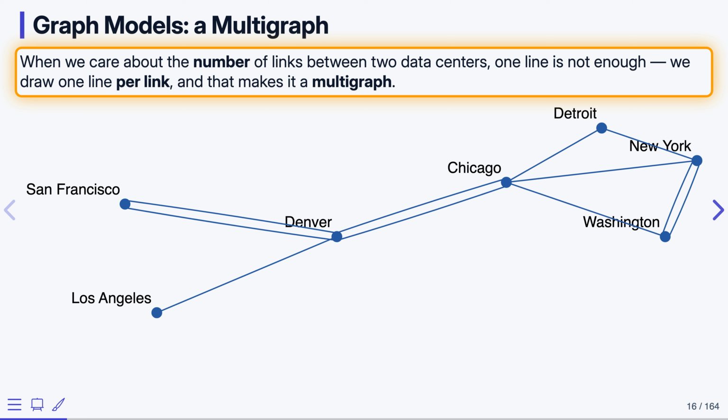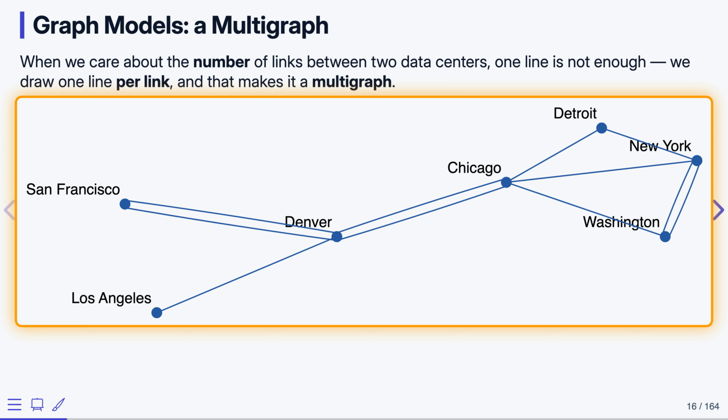Now we change the question. Do we care how many links join two data centers? If we do, then one line is not enough. We draw one line for each link. Look at San Francisco and Denver. 2 lines run between them, so there are 2 links. Denver and Chicago also have 2. A graph that allows this is a multigraph.